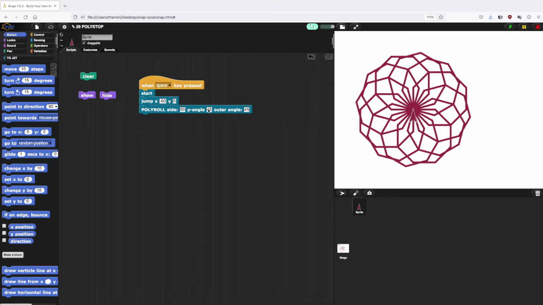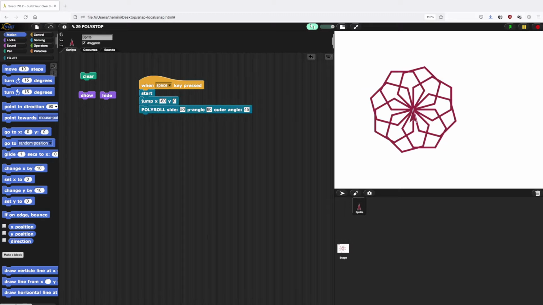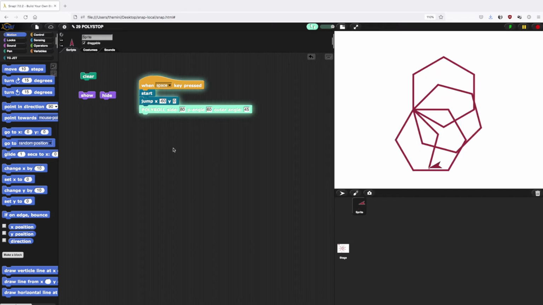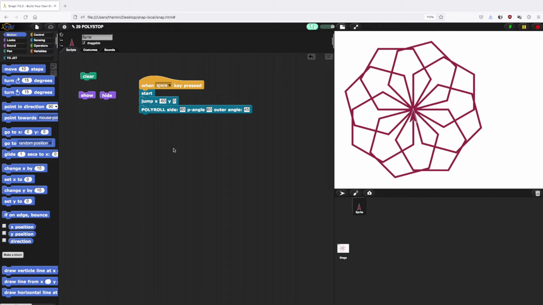What happens if I take a hexagonal shape and then repeat that 8 times? So as you can see, these are quite nice and slightly more complex, but we can control how they look, and I might actually choose to hide the sprite. Yep. So this is the Polyroll, and yeah.